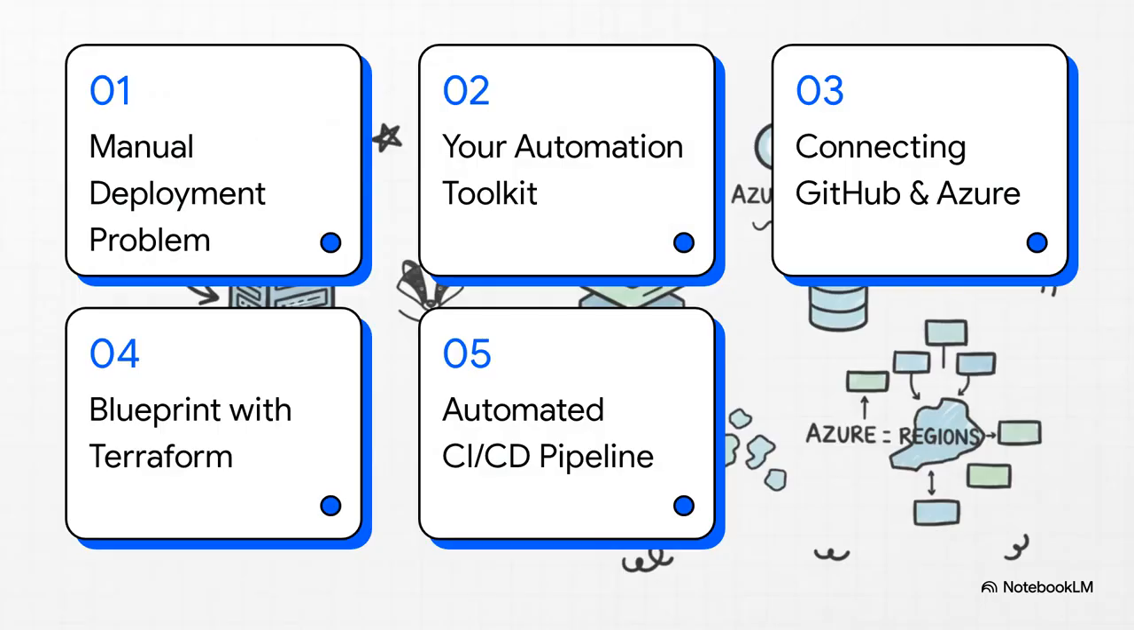So here's our game plan. First, we'll really nail down why manual deployment is such a problem. Then we'll meet our automation toolkit. After that, we'll cover the super important step of connecting GitHub and Azure securely. We'll get into how we create our infrastructure blueprint with Terraform. And finally, we'll watch it all come together in an automated pipeline that plays out in 2 simple acts.